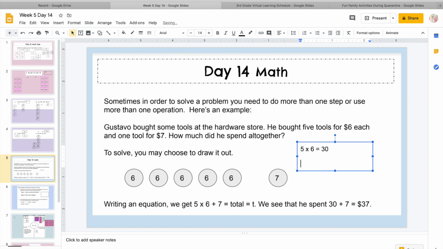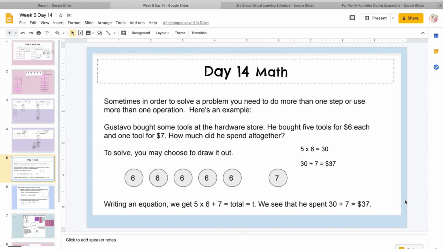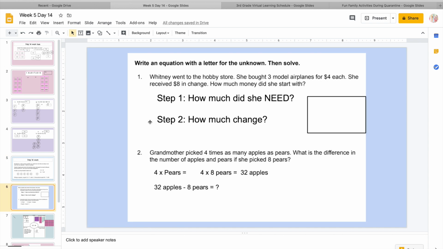But that's not all he bought at the hardware store. They're saying you can't just do one step and not finish it. So I need to figure out how much total. I know already he spent $30. But then he bought another tool for $7. So how much did he spend? I have to do another equation, our second step, and add 7, which would take me to $37. So we're going to work on two-step equations. These are really similar to what we see in the SBAC, so we're going to take it pretty slow so we don't get confused.